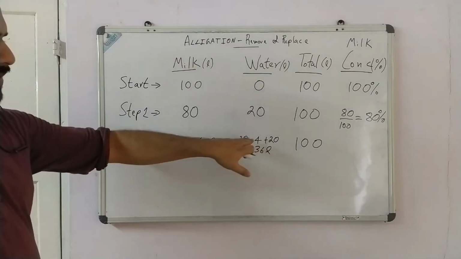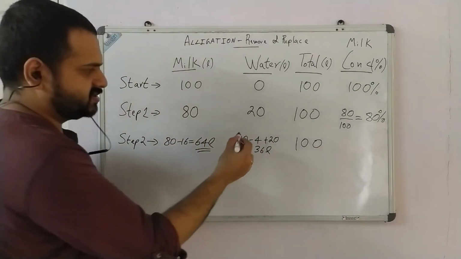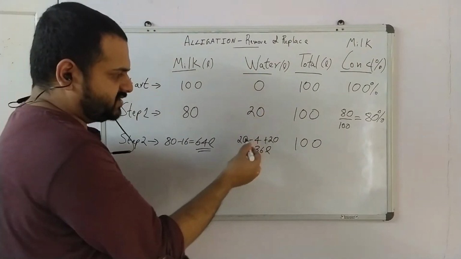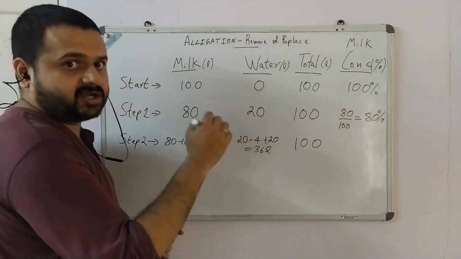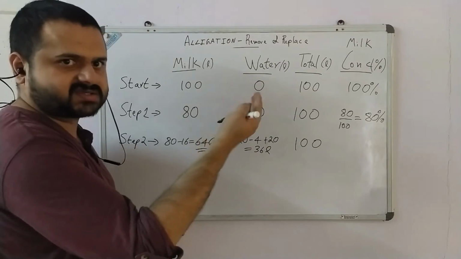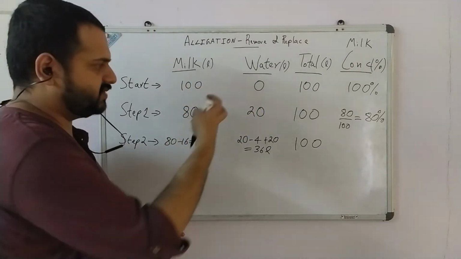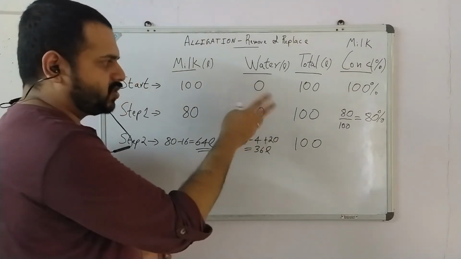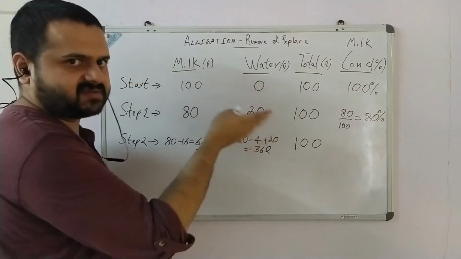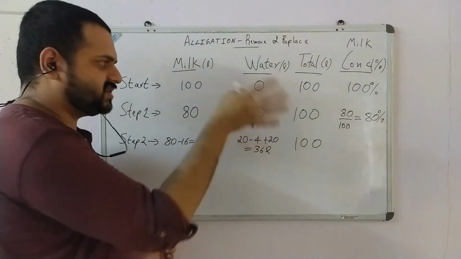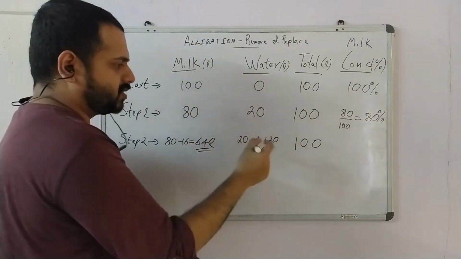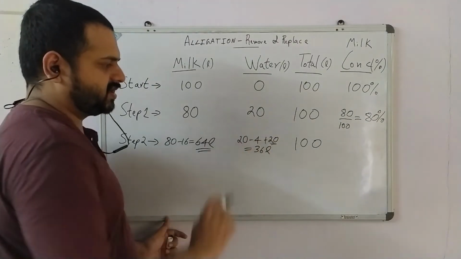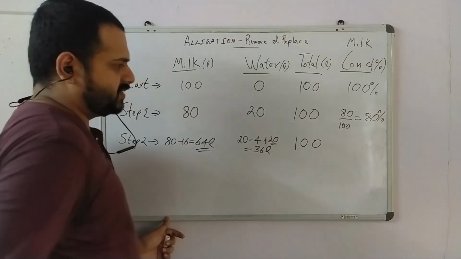Why did we do 20 minus 4 plus 20? Because after step 1 there is 20 liters of water, right? And then we saw that 20 into 20 by 100, 4 liters is what comes out of the mixture, right? When we take out 20 liters from this mixture. So minus 4, and then the whole action is remove and replace, right? We are removing the mixture and replacing it with the same amount of water. So we add in 20 liters of water. So 20 minus 4 plus 20 gives me 36. The total volume remains the same.